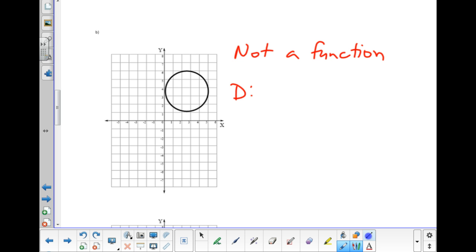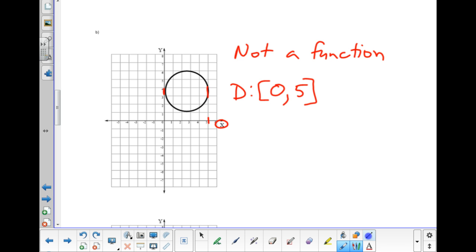The domain of this guy, well, let's see, the domain again is the x values. So how far to the left does this circle start at? It looks like it's starting right here at 0. Where does it end on the right? It looks like it's stopping right here at 5. So this circle's domain will be from 0 to 5. It's touching, we use brackets.